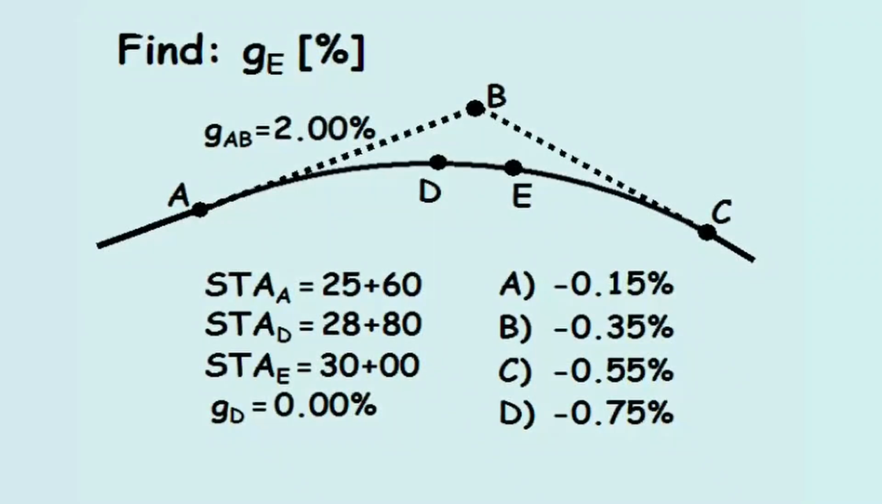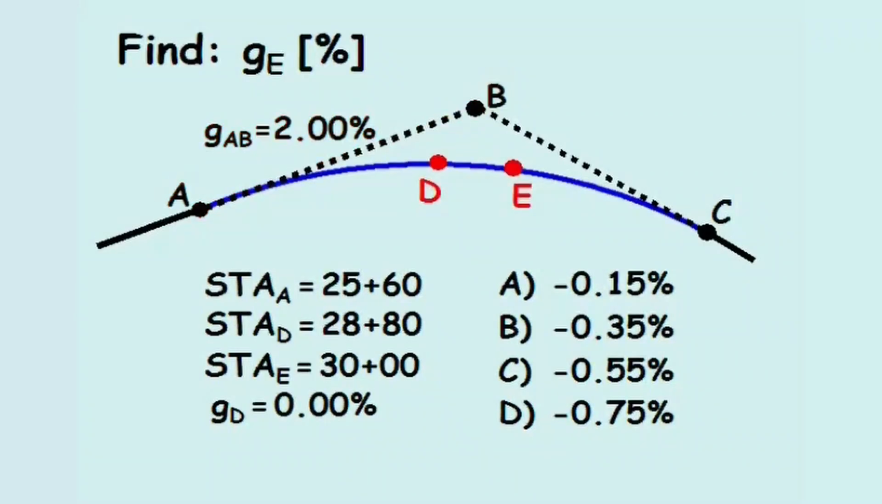Find the grade tangent to the curve at point E as a percent. In this problem, vertical curve AC extends from point A to point C. Line segment AB is tangent to the curve at point A and has a grade of 2.00%.